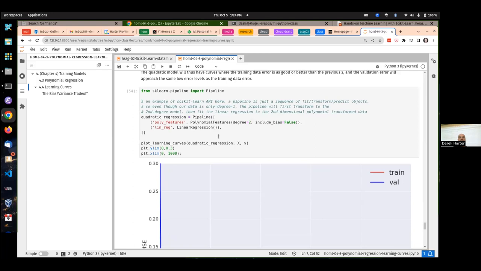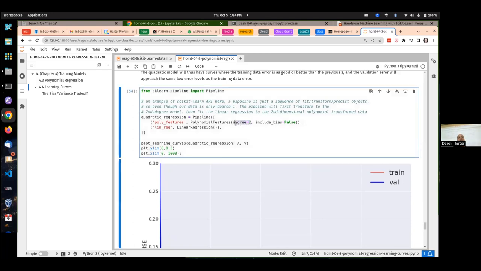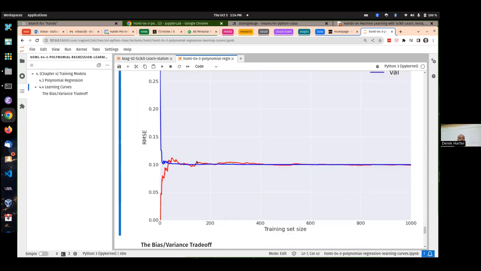Again, we know that this is a good model because we're trying to fit a degree two polynomial, and we're using a degree two model here in our fitting. So that's really the best model we can do with this data.